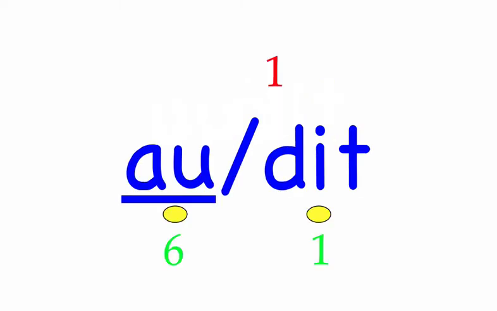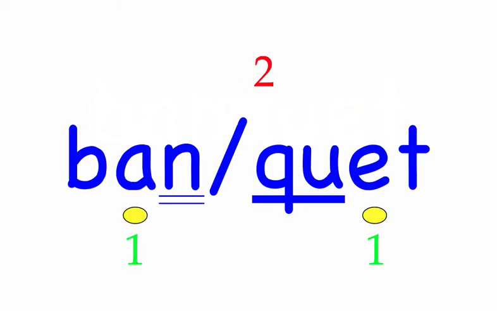Audit. Banquet. We attended the grand banquet. Bang, three sounds. B, a, ng. Quet, four sounds. First two sounds, qu, e, t. Bang, quet. Mark the word.